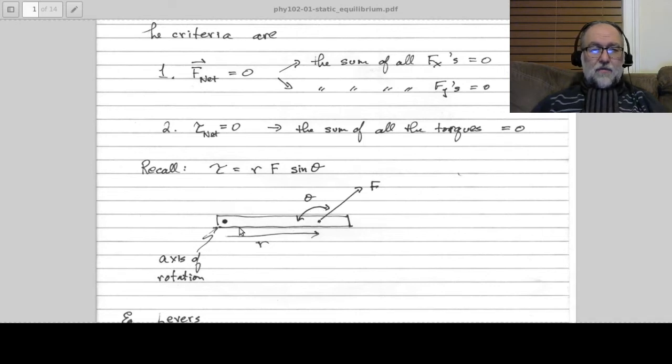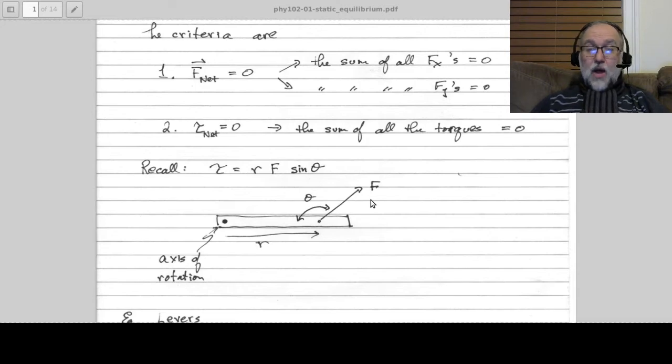I didn't put my r vector right on the diagram, right on the bar, because I didn't want to overly clutter the diagram. But if you were to just start from the axis of rotation and then walk along to where you get to the force, notice that once you get to the force, you have to turn, and that's the angle theta. So the angle theta is the angle between the r vector and the F vector.